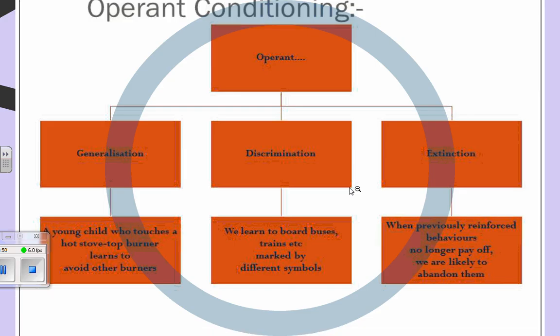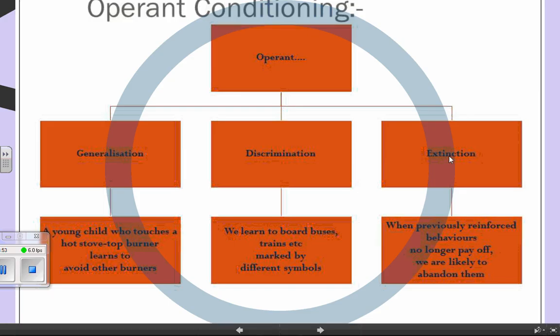Now, in operant conditioning, we have extinction, we have discrimination, and we have generalization. Let's discuss this. Extinction: we gave a lot of examples, but we have to say it another way for other people to understand it. In simple words, I decide to no longer use a specific behavior, I decide voluntarily to make it extinct because the previously reinforced behavior doesn't pay off anymore. So if I don't get my chocolate, I don't study my maths.